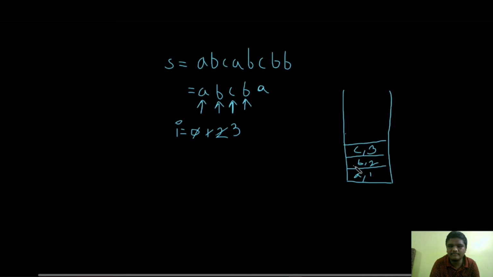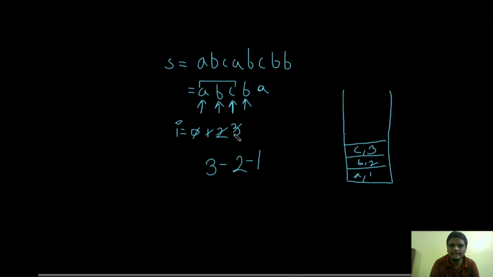Now we found that B is already present in our map, right? So when we find that B is already present, at that time we are going to update our answer. So the answer will be, currently our value of I is at 3, so 3 minus B, that is 2 minus 1, and this would give me the length of the string which doesn't contain any repeating characters, right?